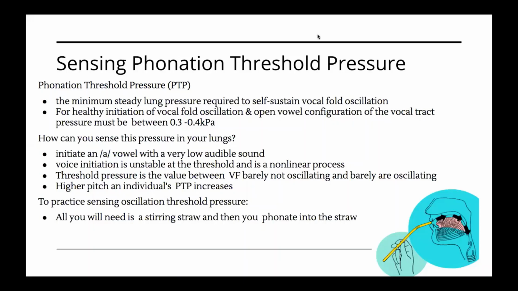Sensing phonation threshold pressure. Phonation threshold pressure was originally defined as oscillation threshold pressure. This is the minimum steady lung pressure required to self-sustain vocal fold oscillation. For a healthy initiation of vocal fold oscillation and open bell configuration of the vocal tract, pressure must be between 0.3 to 0.4 kilopascal. How can you sense these pressures in your lungs?